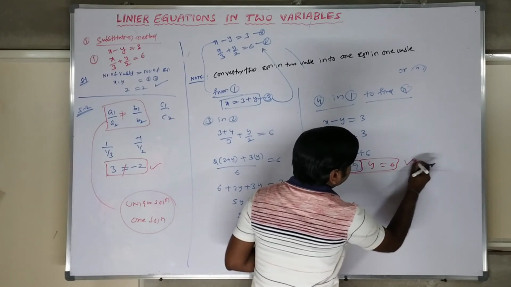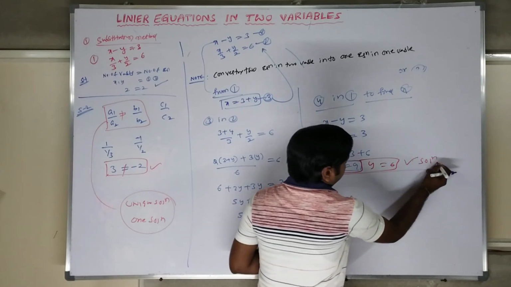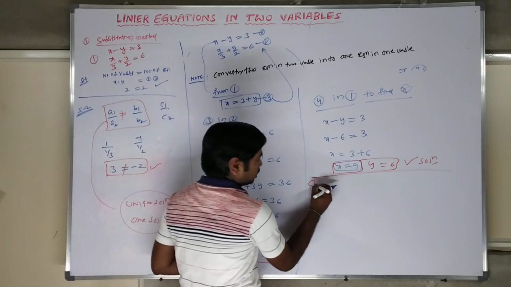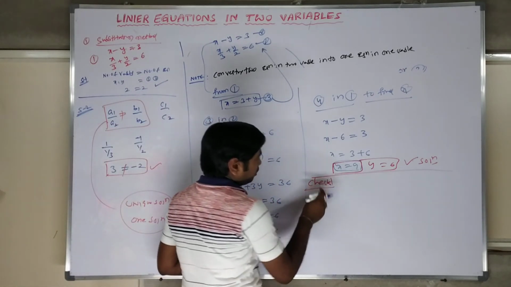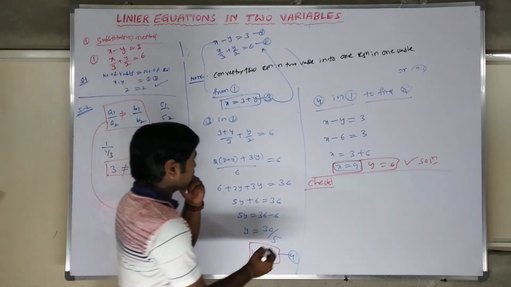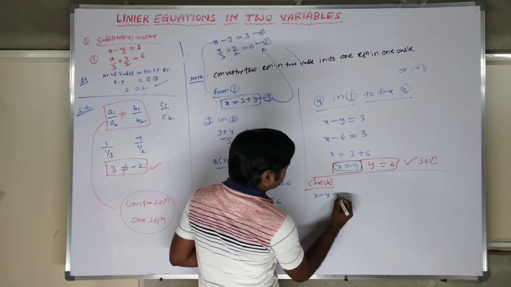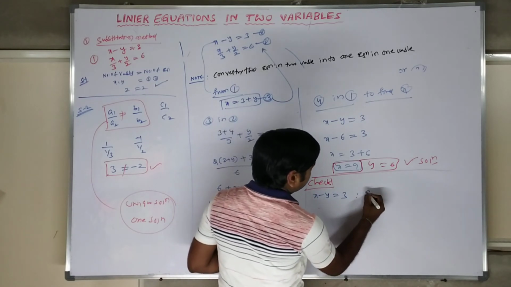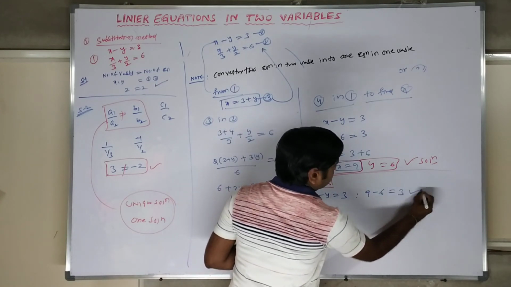After getting two answers, which are the solutions, those answers are correct. I told you there is a checkpoint. You can check it out. Please take the equation and check it out. What is the first equation? x minus y is equal to 3. Now you can check it. What is this? 9 minus 6, the answer is 3. So your answer is correct.